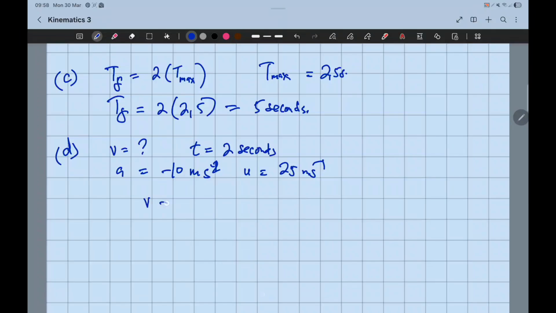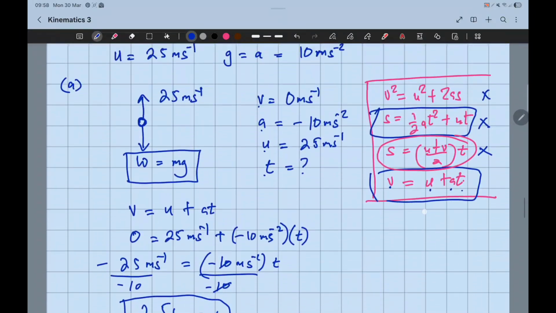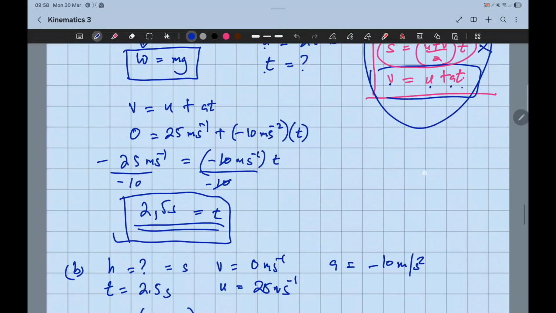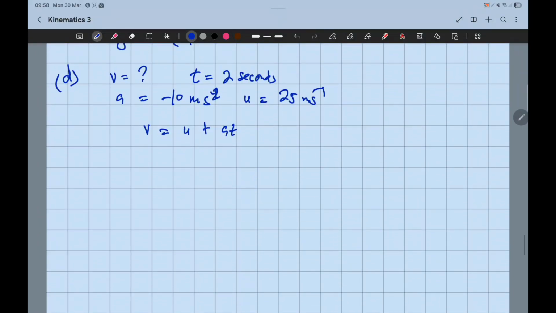So now V, U plus AT, I'm sure you know how to select from these equations. So V equal to U plus AT. What is our V? Our known values are 25 plus -10 multiplied by 2. V is equal to 25 minus 20, so 5 meters per second. That is the velocity of the body after 2 seconds. All right.